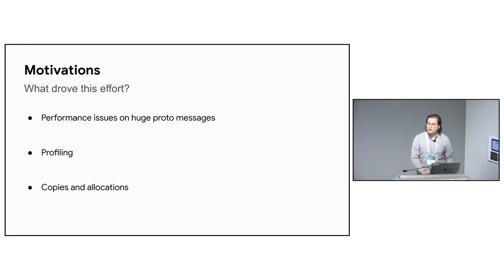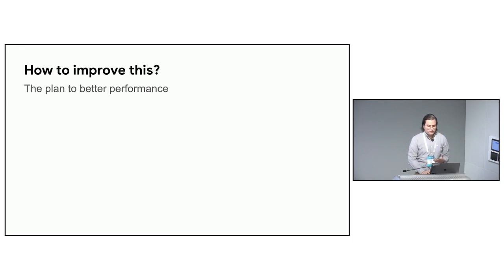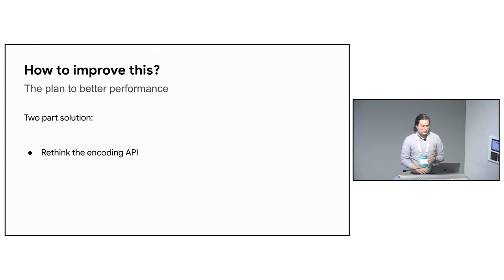Now that we investigated all of this, we came up with a plan to solve it. It is basically a two-part plan. Firstly, we would need to rethink the encoding API. And secondly, we would need to rework the transport. You might be thinking, what are these components? What are they used for? And how did we make them better? Firstly, I'm going to give the stage to Easwar so he can talk about the encoding API.